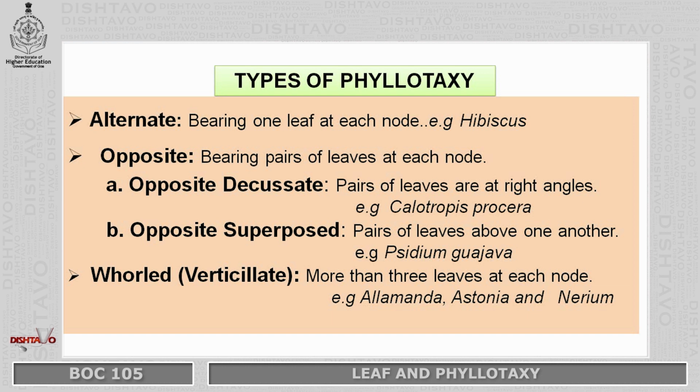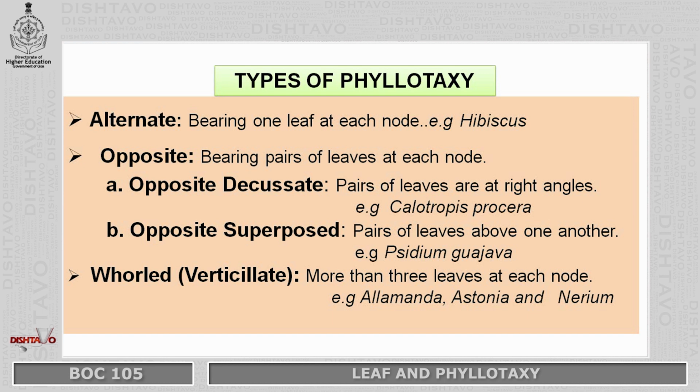Opposite phyllotaxy is again bifurcated into two types: opposite decussate, opposite superposed. Opposite decussate means pairs of leaves are at right angles to one another. This is seen in Calotropis procera. Opposite superposed, where pairs of leaves are one above the other at the nodes. This is seen in Psidium guajava.